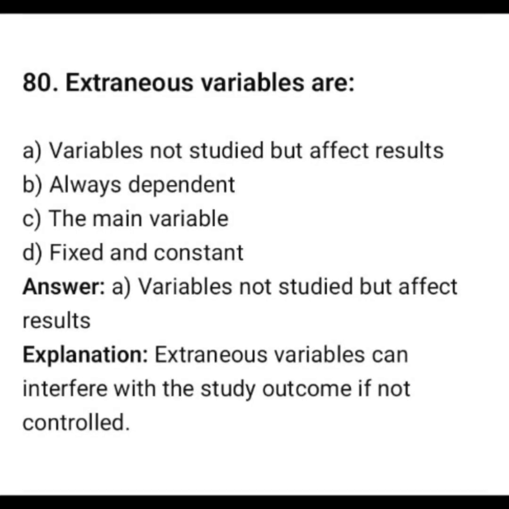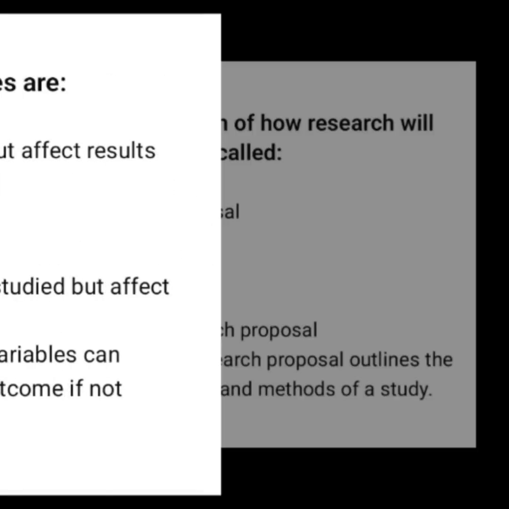Extraneous variables are variables not suited but affect the result. Always dependent, the main variable fixed and constant. The correct answer is option A, variable not suited but affects the result. Extraneous variables can interfere with the study outcome if not controlled.